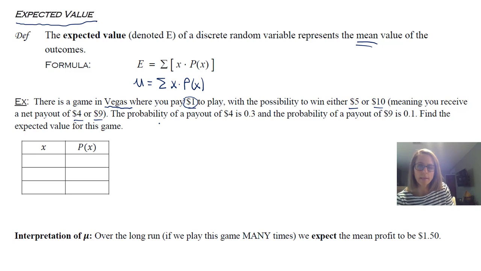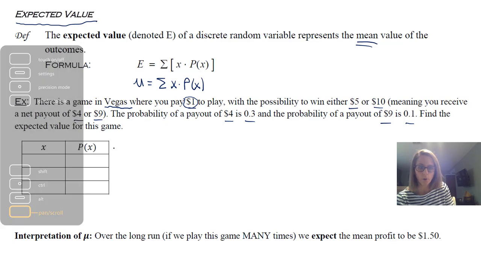Now, whatever this game is, the probability of winning the $5, which is a net payout of 4, is 0.3, and the probability of a payout of $9, meaning that you won 10 but you had to pay $1 to play, is 0.1. Find the expected value for this game.